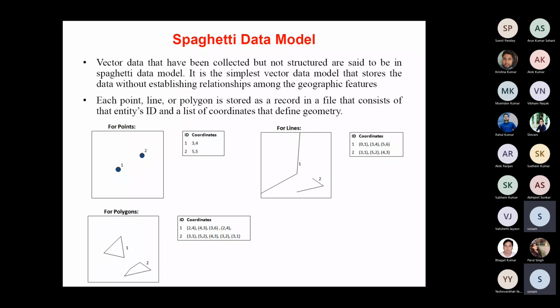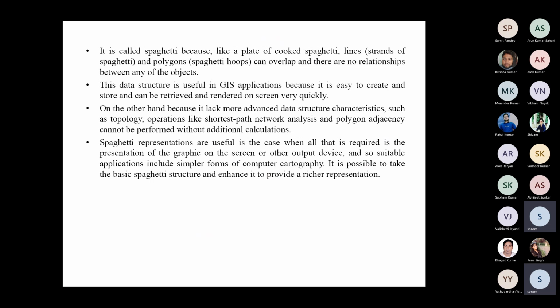Similarly, which polygon is a neighbor of another polygon, this information is completely missing. Any type of advanced data analysis could not be performed on a spaghetti data model, or it will take a lot of time to perform the analysis on a spaghetti data model. Okay.